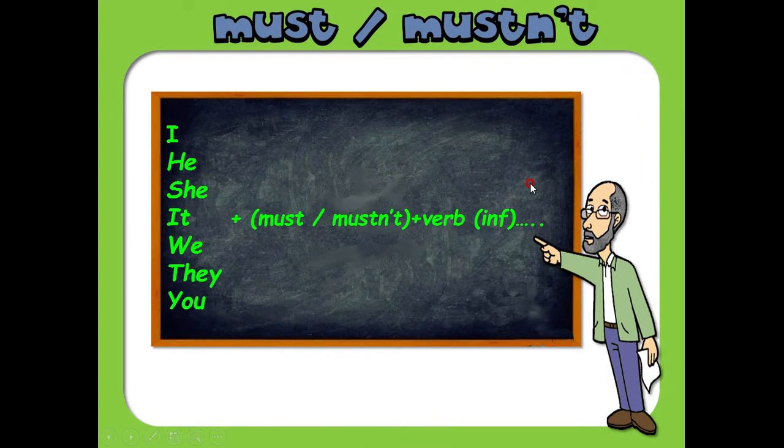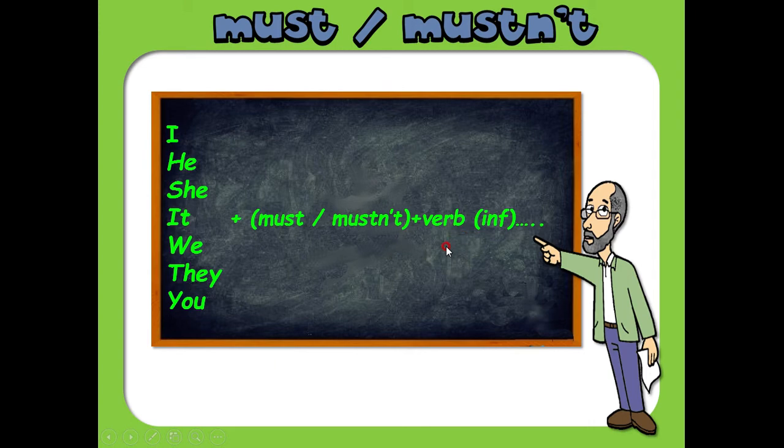First, let's start with the form of must. Must, we use it with all subjects, the singular subjects and the plural subjects, singular pronouns or plural pronouns: I, he, she, it, we, they, you. After that, must or mustn't plus verb in infinitive. So after must or mustn't, in affirmative or negative, we have a verb, and the verb should be in infinitive form.